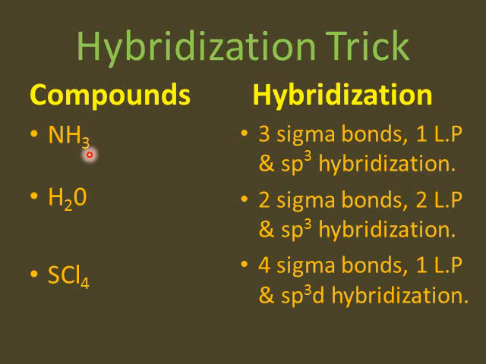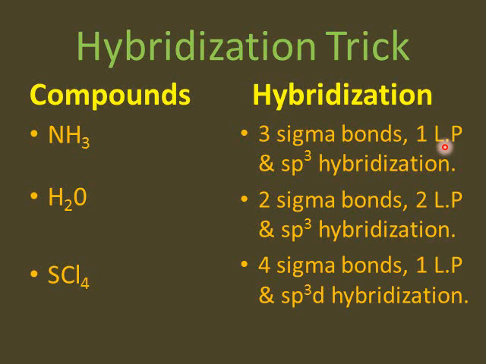So out of 5, 3 are forming sigma bonds. And how much is left behind? Total were 5, 3 form sigma bonds and 2 will be left behind. When we have 2 electrons, we say it is 1 lone pair. So the 2 electrons will represent 1 lone pair. So here can I say 3 sigma bonds with hydrogen and 1 lone pair.